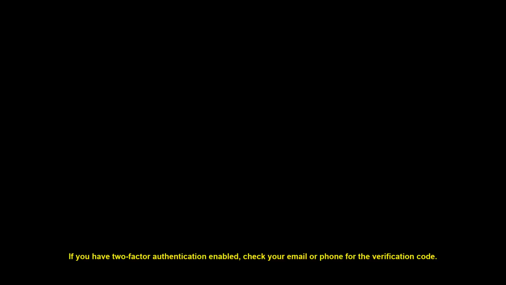If you have two-factor authentication enabled, check your email or phone for the verification code. Enter the verification code in the provided field to complete the login process. You should now be logged in to your DocuSign account. Explore your dashboard to access documents or start new agreements.